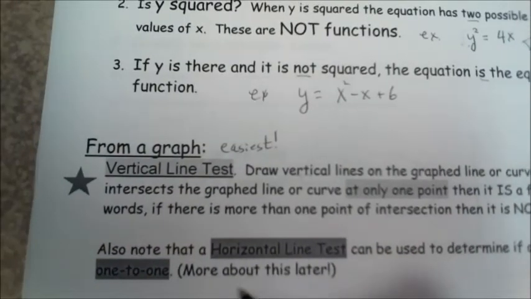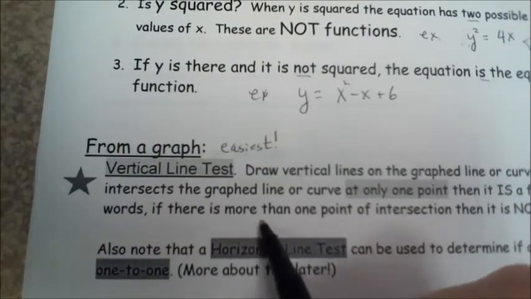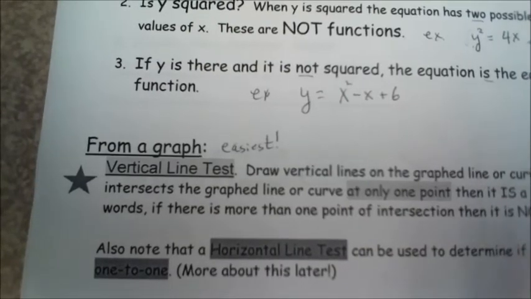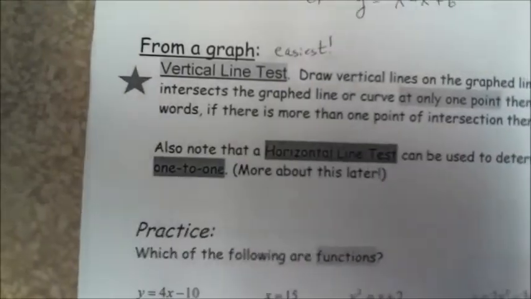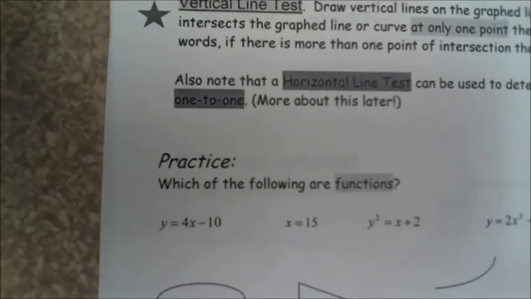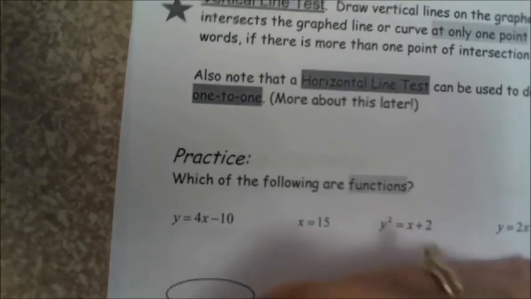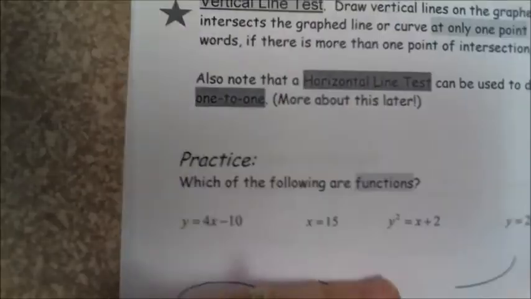Okay, we'll also talk about a horizontal line test. Horizontal lines go left to right. We'll talk about that in a little bit. But here's some practice. We're going to practice figuring out whether these things are functions or not. First we have 4 equations, then we have 4 graphs.